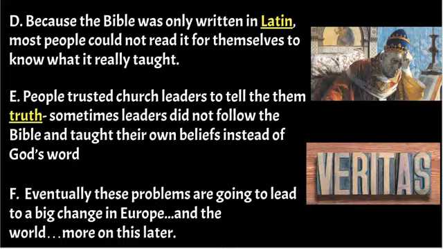Because the Bible at this time was only written in the Latin language, most people could not read it for themselves to know what it really taught. So people trusted the leaders of the church to tell them the truth. But sometimes the leaders either didn't follow the Bible, they taught their own beliefs instead of God's word, or they sort of changed things to make it meet what they wanted it to say. Now, eventually, these problems are going to lead to major change in Europe and the world with the Roman Catholic Church. And we're going to look at that more later.